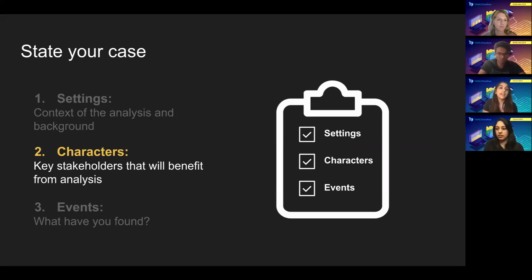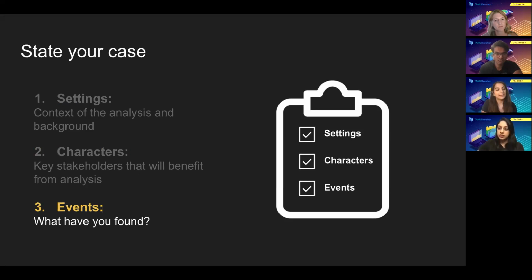Next is, who are your characters in your story? So who are the key stakeholders that will benefit from the analysis, and who are the stakeholders that you're presenting to, as well as who will actually be affected by whatever changes you make? And lastly, the events. So what insights did you find? What patterns did you find? What did you observe, and why do you think it's happening?